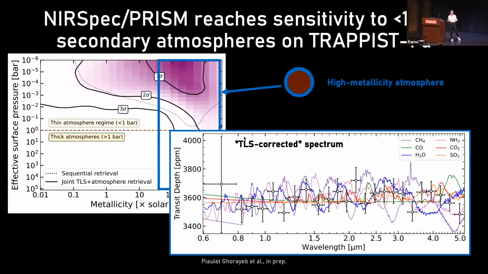But what I think is really interesting is that if we do our best job at removing what we understand to be the signature of the transit light source effect, we get a spectrum that's at the level where we would be able to detect potentially 1 bar high mean molecular weight secondary atmospheres and be sensitive to a lot of different molecules because of the wide wavelength coverage of NIRSpec PRISM.